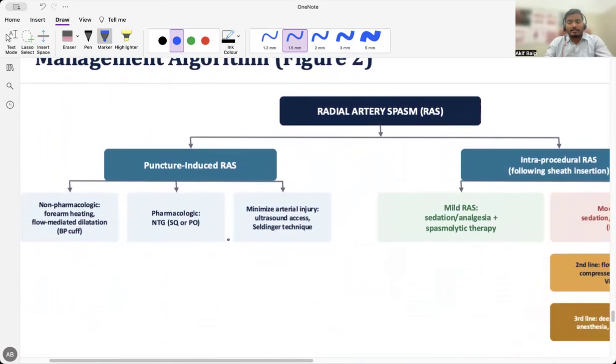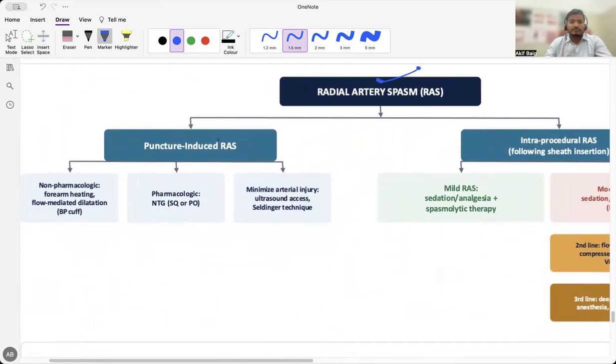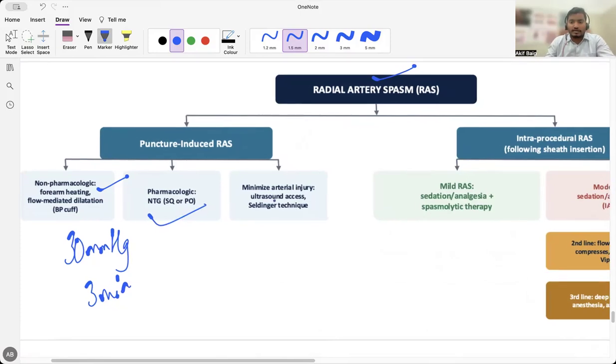So what is the management algorithm? If there is radial artery spasm that is puncture induced, that is, while puncturing the radial artery has caused spasm during the starting part only, do forearm heating and flow mediated dilatation with a BP cuff inflated to 30 millimeters of mercury above the systolic pressure for 3 minutes. Or you can give NTG, or always use ultrasound access.